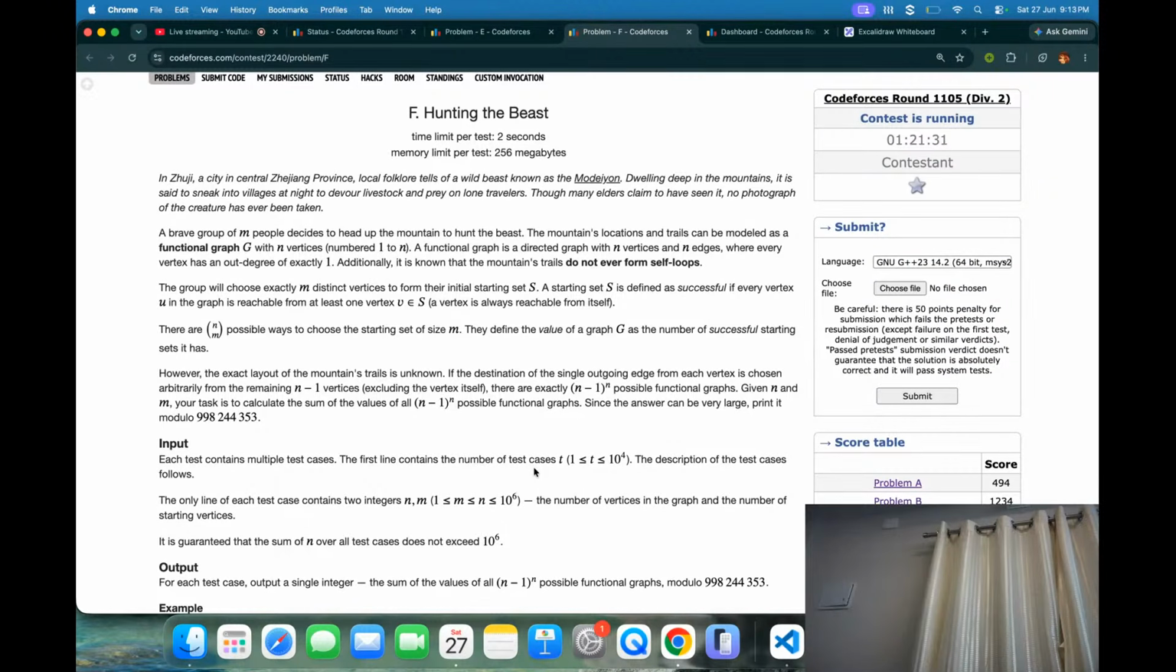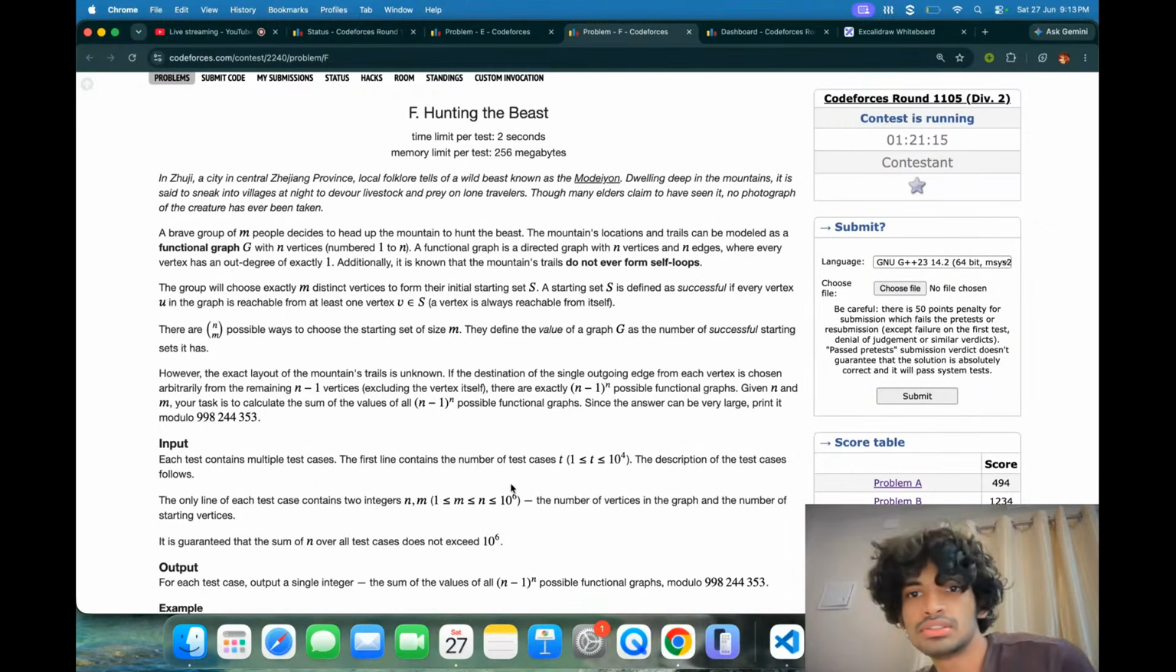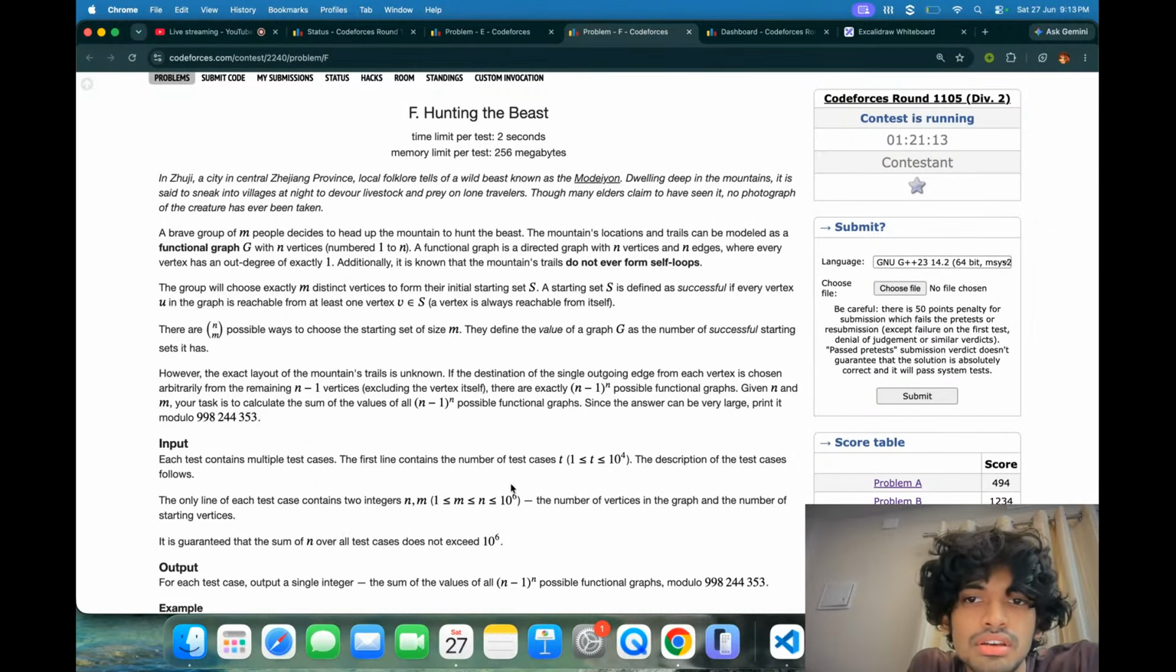So what I will do is I'll read the problem and then I'll go and think and come back. However, there are n choose m possible ways to choose the starting set of size m. They define the value of a graph G as the number of successful starting sets it has, where every vertex u in the graph is reachable from at least one v belonging to S. However, the exact layout of the mountain trails is unknown.